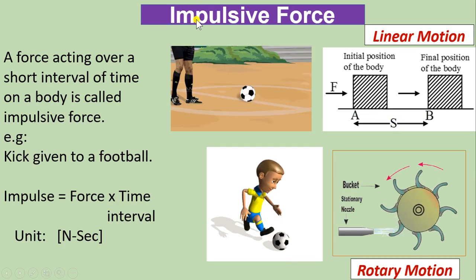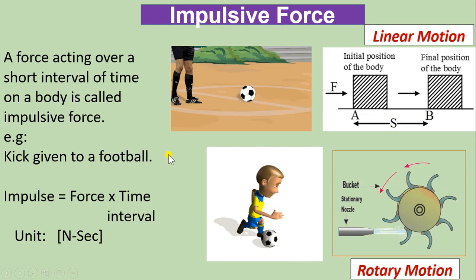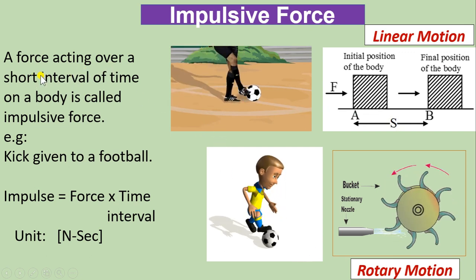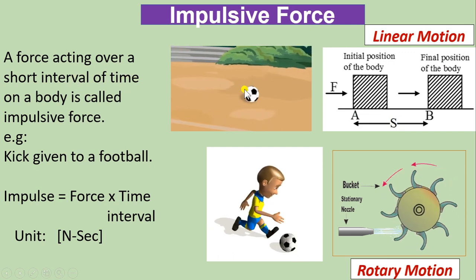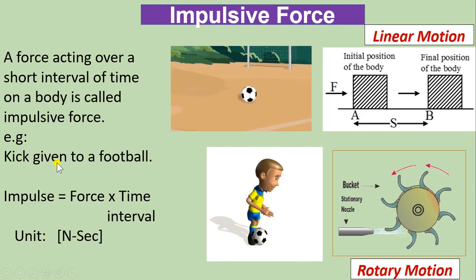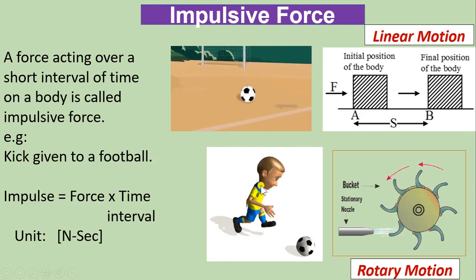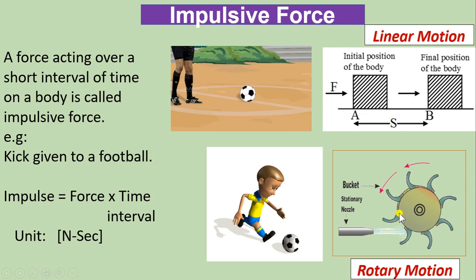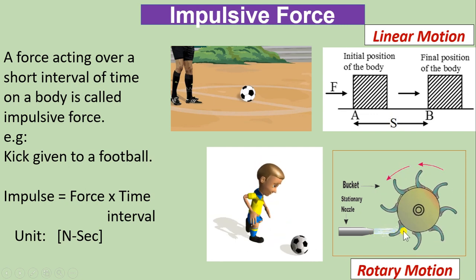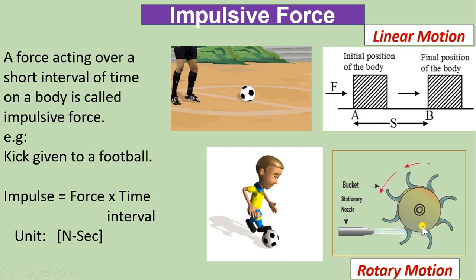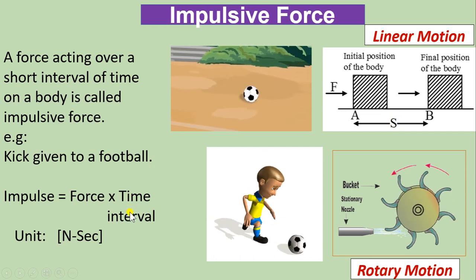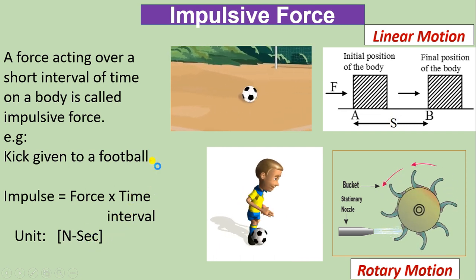Let us see what is impulsive force. So we can have here two animated images. Here a force acting over a short interval of time on a body is called as impulsive force. For example, kick given to a ball. So here this can be applicable in case of turbine also. So it is an impulsive action of the jet on the blade. That's why rotary motion take place. So impulse is nothing but force into time interval, that is Newton second.